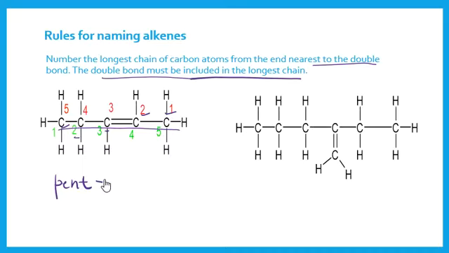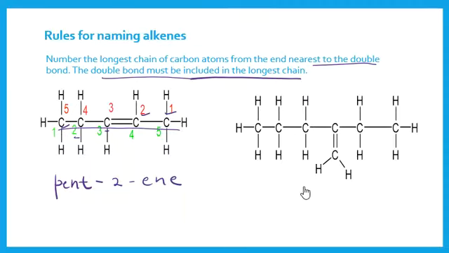Okay, so now we need to tell people where the double bond is. If we look at the red numbering, we can see that the double bond is on carbon number 2. So this is pent-2-ene. This is the name of the organic molecule.